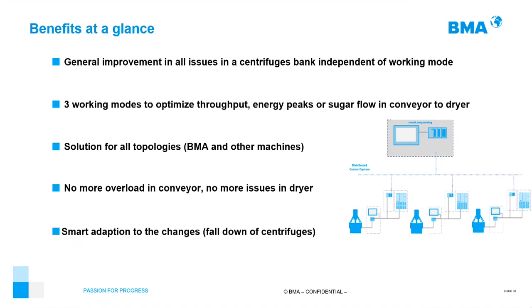The solution that we have presented to you doesn't work only for BMA machines, it can be applied for other centrifuges from other suppliers. No more overload in the conveyor, no more issues in the dryer, no such high energy peak consumption, no more unnecessary waiting time. All of these benefits you will have if you are getting this smart sequencing, and of course the smart adaptation to the problems that can happen.